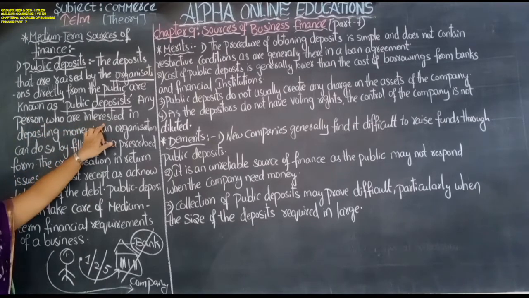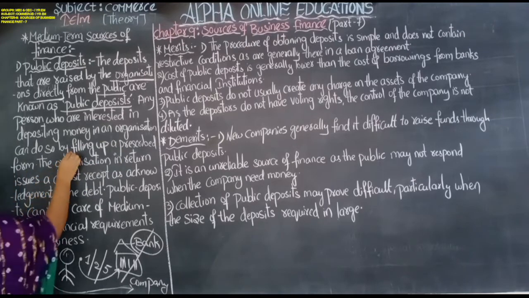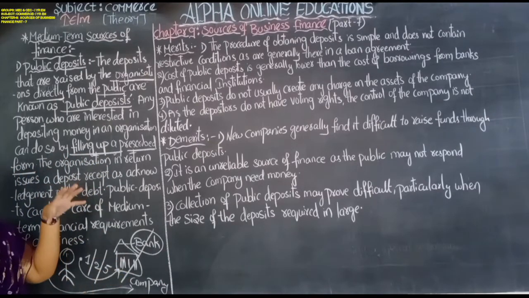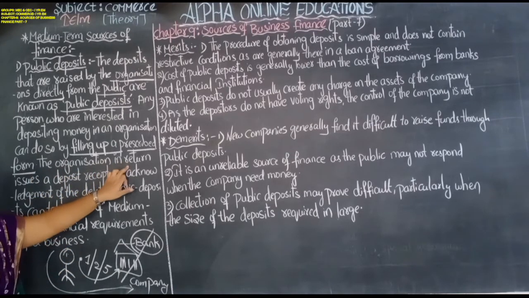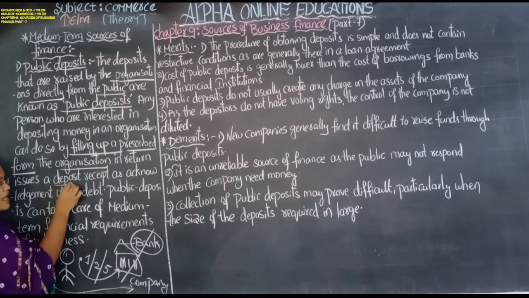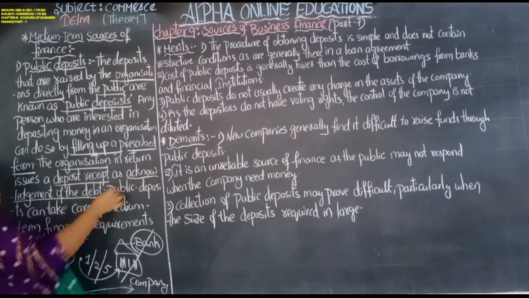Any person who is interested, who has the enthusiasm to participate in depositing money in an organization, can do so by filling up a prescribed form. Whoever has the interest to deposit money into the company just has to fill up that prescribed form. The organization, that is the company, in return issues a deposit receipt after taking that money, as acknowledgement of the debt.